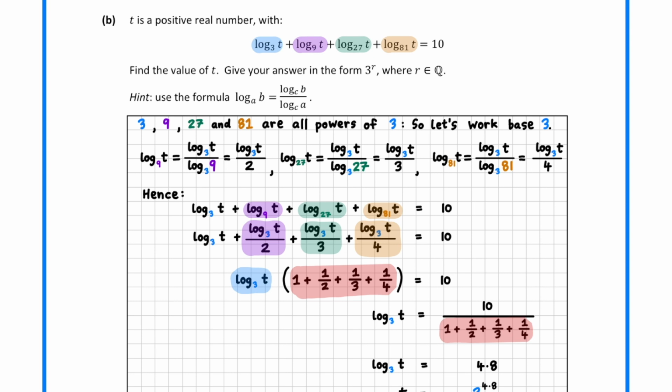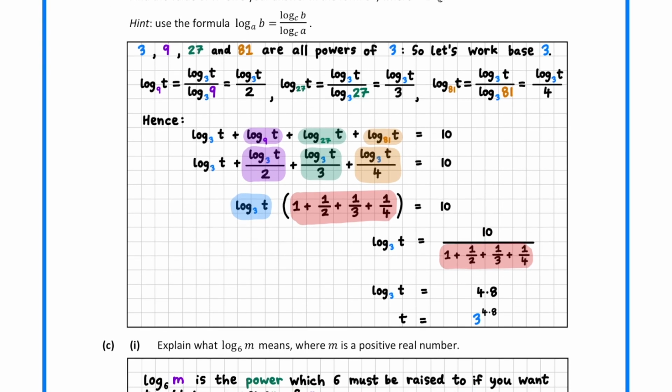Next, we can divide both sides by 1 plus a half plus a third plus a quarter. Calculating the right-hand side tells us that log base 3 of t is equal to 4.8. Raising both sides as a power base 3 tells us that t is equal to 3 to the power of 4.8.